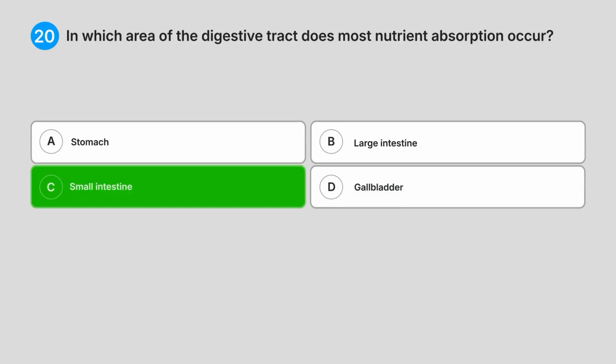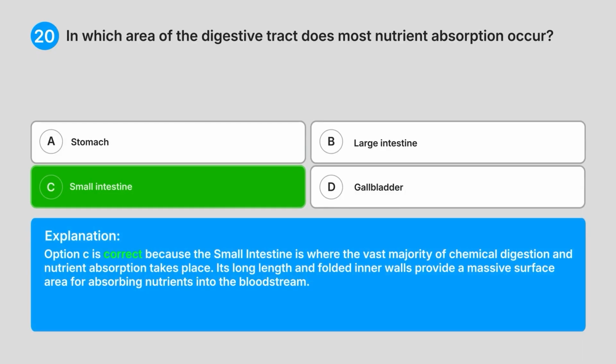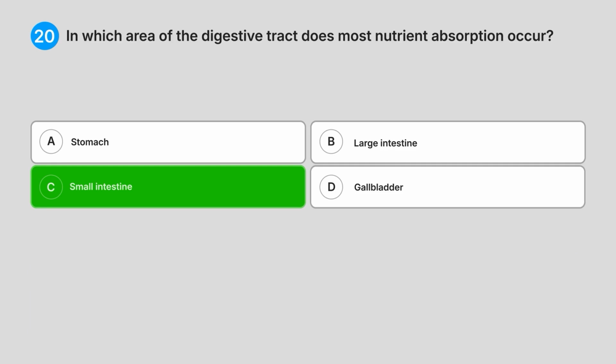Correct answer, C. Small intestine. Explanation: Option C is correct because the small intestine is where the vast majority of chemical digestion and nutrient absorption takes place. Its long length and folded inner walls provide a massive surface area for absorbing nutrients into the bloodstream.